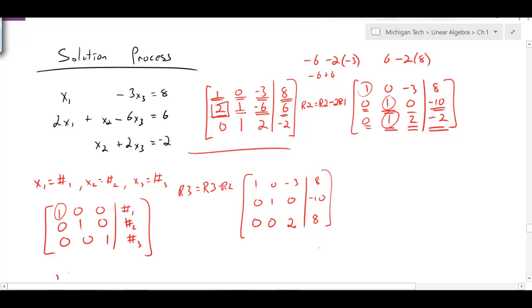So I'm getting very close now to what I want. This is what I want over here. Now I got to get rid of this 2 and turn it into a 1. One of my row operations says that I can scale a row. I can multiply a row by a number. So I want to get a new R3 and take my old R3 and multiply it by 1/2. When I do that row operation, once again, my first row stays the same. My second row stays the same. My third row gets multiplied by 1/2.